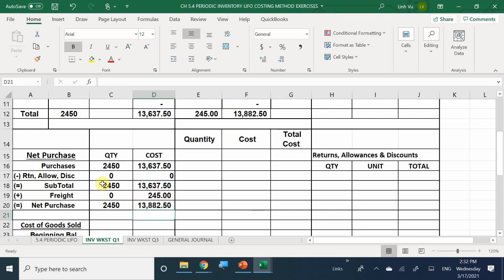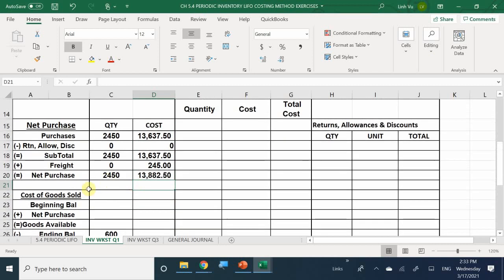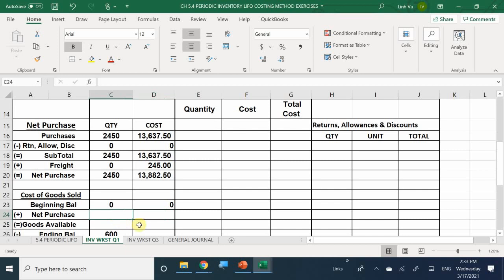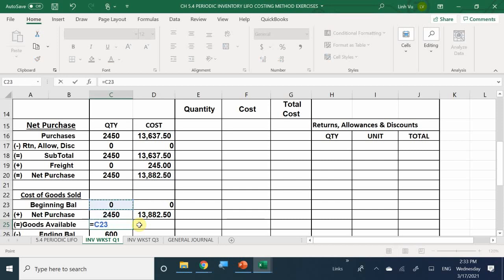All right, so I have my net purchases with my total cost of the 13,882.50. All right. Once again, we do not have any beginning balances, so that is going to be 0. But we do have net purchases, right? We just solved for it from right above. So in this context, I'm just going to cell reference it and drag it down. Okay? And then now, my goods available. My formula for my goods available is to add your beginning balance plus your net purchases. So in this case, I'm going to add 0 to my 2,450 and get my grand total of 2,450.